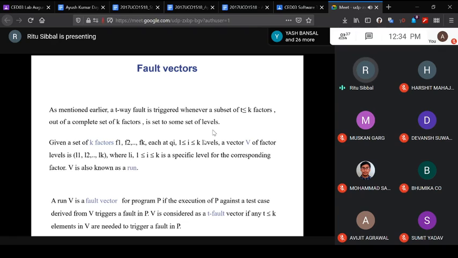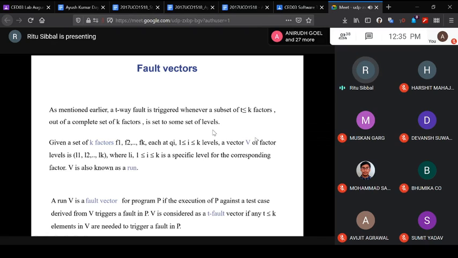So we say that a T-way fault is triggered whenever a subset, means T is less than K or it can be equal to K. Number of factors, like पहले केस में हमारे 2 थे, फिर दूसरे केस में तो 3 ही हो गए. So T can be equal to K or less than K. Okay, is set to some set of levels. So then only the T-way interaction or T-way fault or T-way interaction fault is triggered. So suppose that we have K factors, F1, F2, Fk, and each at Qi level. So i is varying between 1 and K.